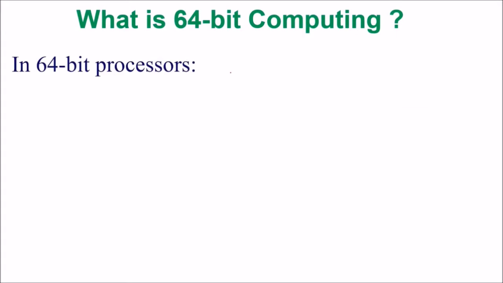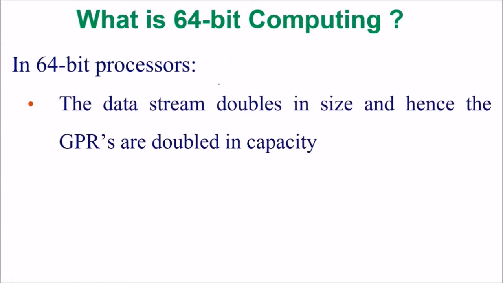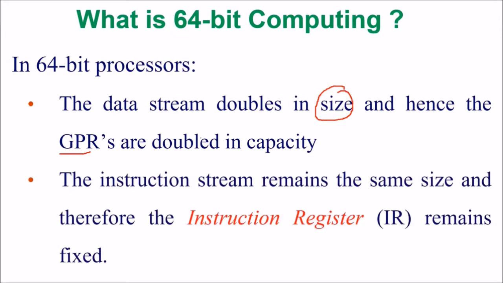And what do we mean when we say 64-bit computing? In 64-bit processors, our data stream doubles in size from 32 to 64, and hence the GPRs, general purpose registers, are doubled in capacity. The instruction stream remains the same size, and therefore the IR, instruction register, remains fixed.